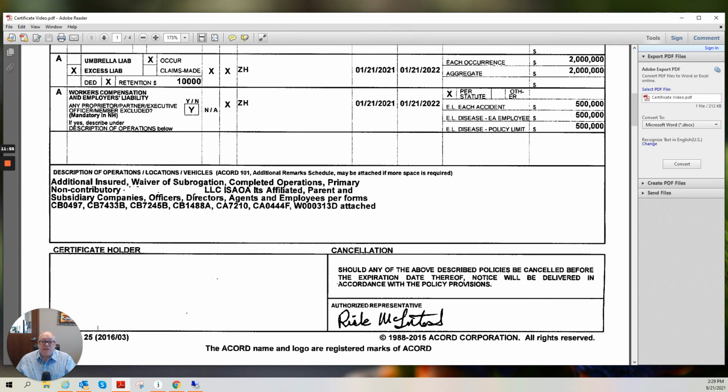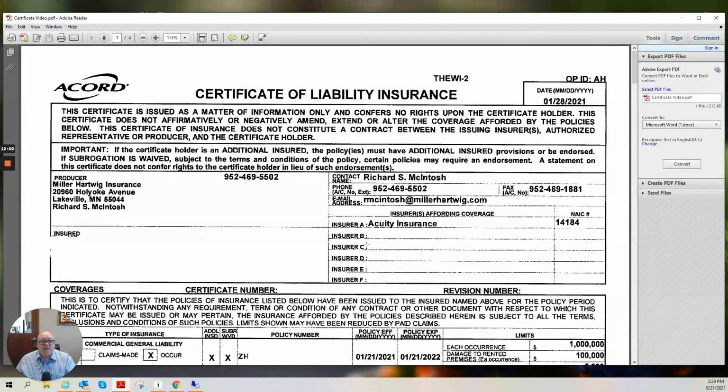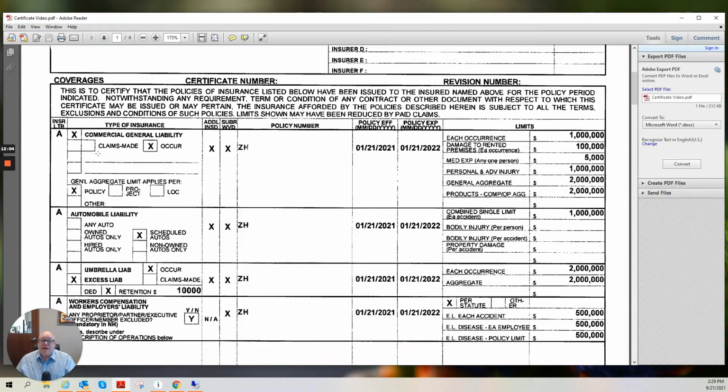And then every certificate is signed by the authorized representative. In this case, it's me. And so I guess that's about it. I mean, there's a lot of things on here, but I take it for granted, and I didn't realize how many people don't understand these. And, I missed something.